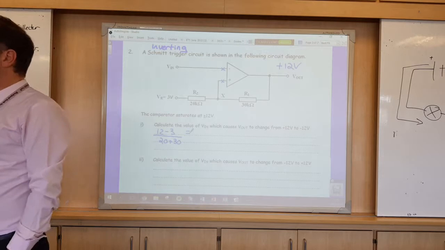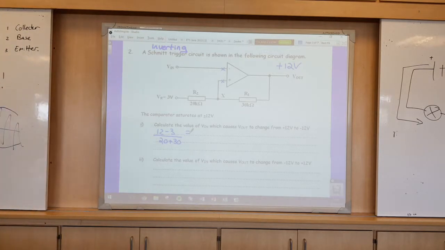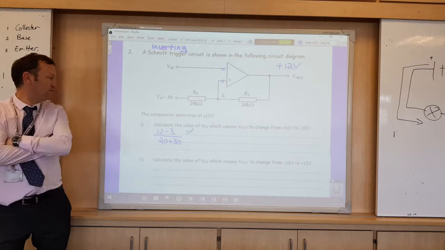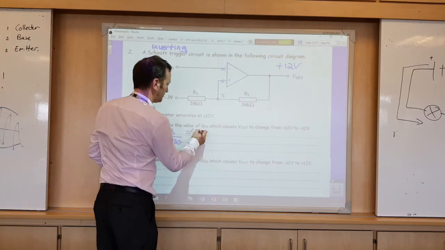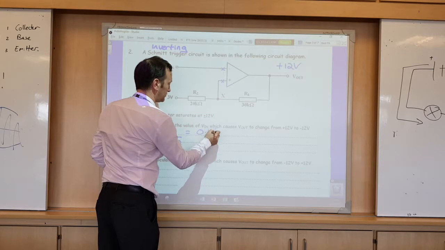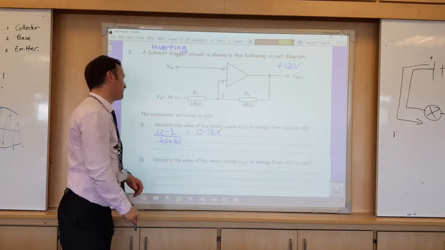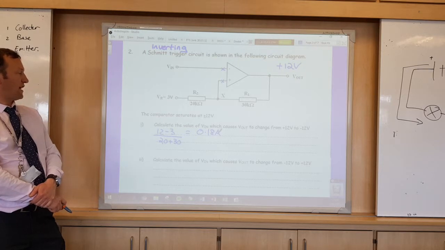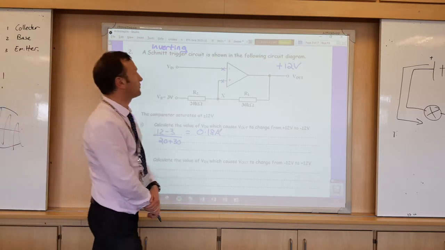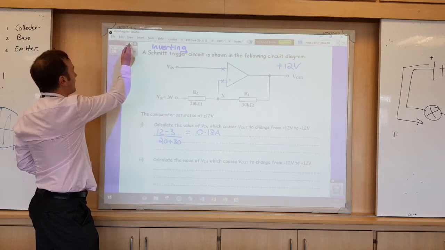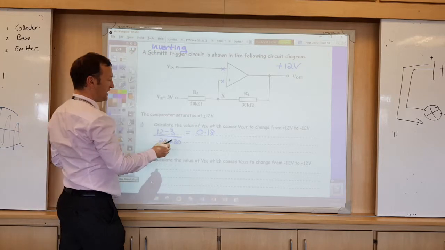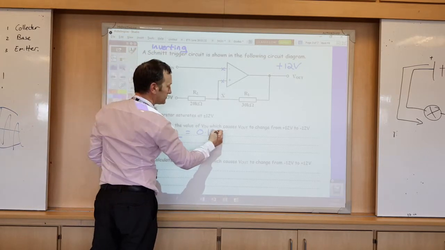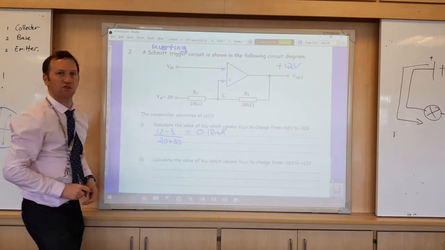So we need a calculator. Go on, do you want to bash that in for me? 9 divided by 50. 0.18. Oh, it's milliamps, sorry. Thought that seemed a bit high. It's milliamps because we've left them in kiloohms. If you leave them in kiloohms, your answer will come out in milliamps.